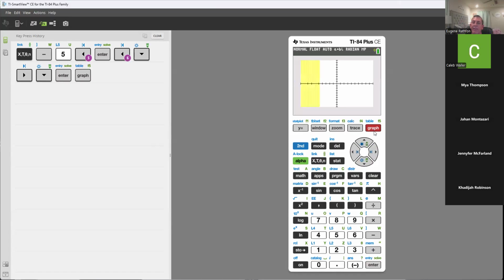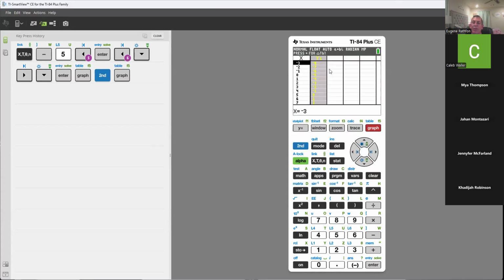All right, y'all, let's hit graph. There's the graph we just did. And if you want points, second graph, there's your table of numbers to pick.